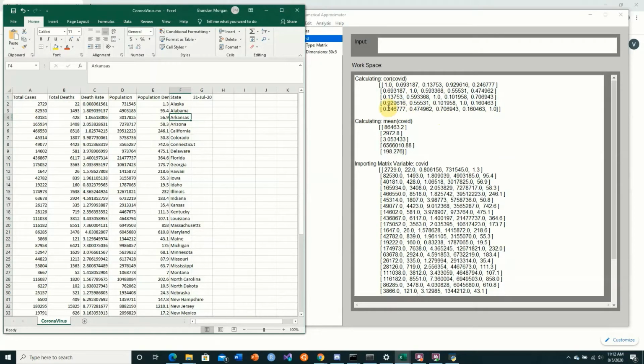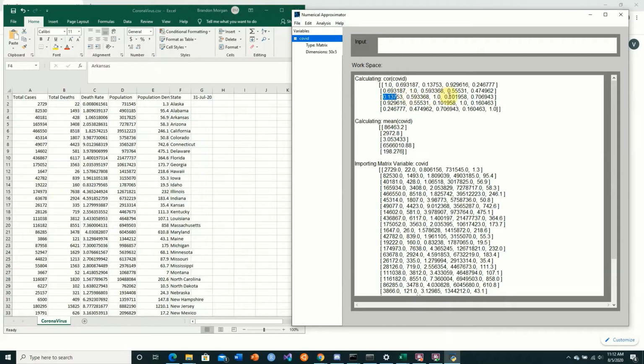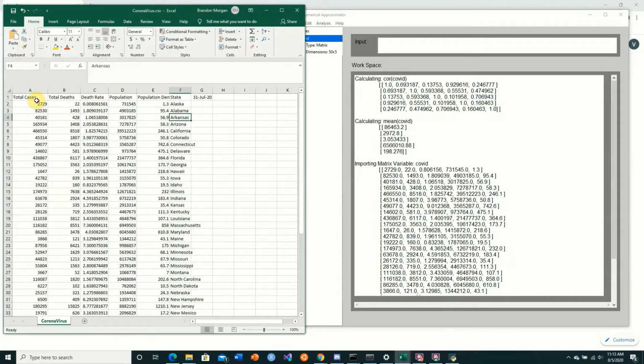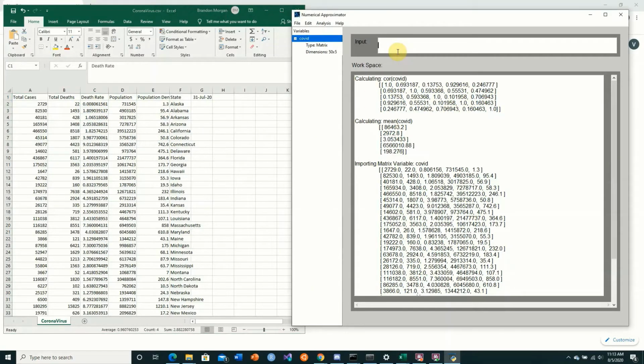However, it is interesting to note that the death rate appears to be highly correlated with population density. So for variable 3, death rate is highly correlated with population density. So even though the total number of cases is not directly correlated with population density, the death rate is. So that's very interesting to note.